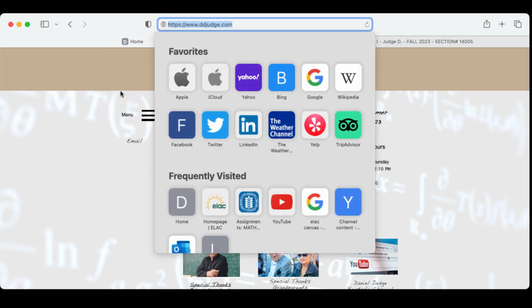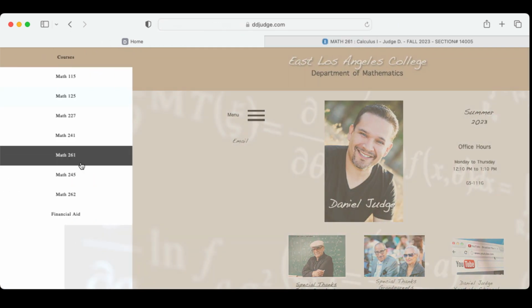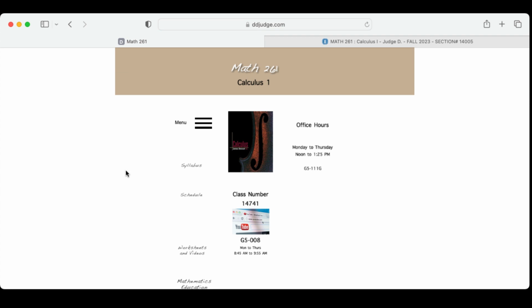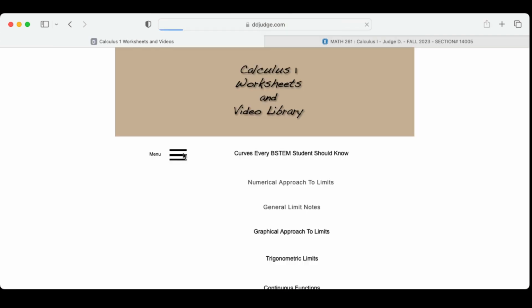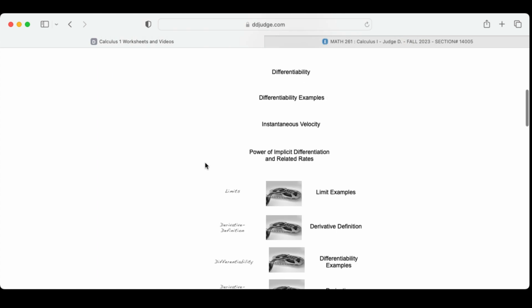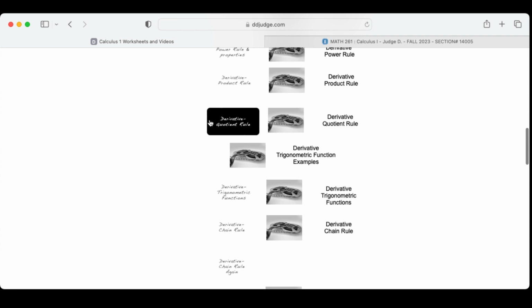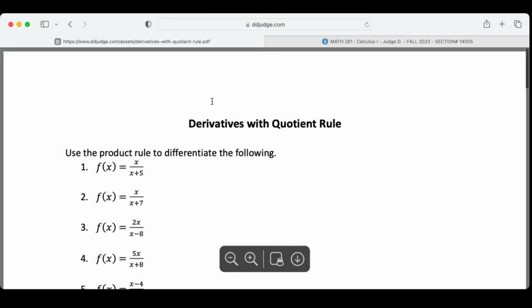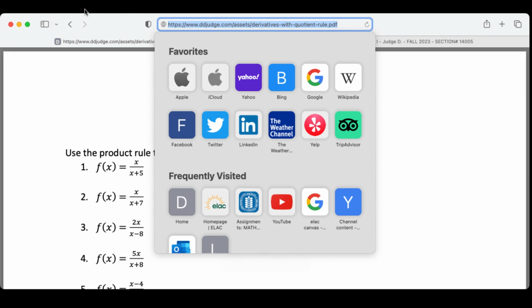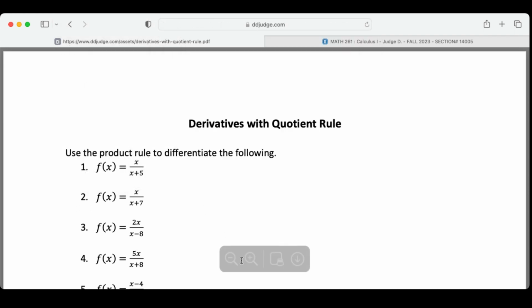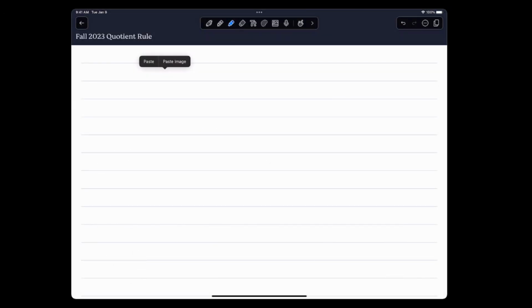What we're going to talk about today, though, is another rule. These are formulas. Okay, and I'm going to go to 261 on my website, worksheets and videos. This is going to be derivatives and the what? Quotient rule. So do you guys know what quotient means? If you say quotient rule, what in the world is that? Let's go through the iPad.